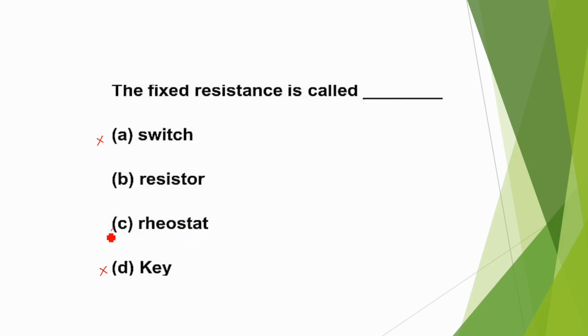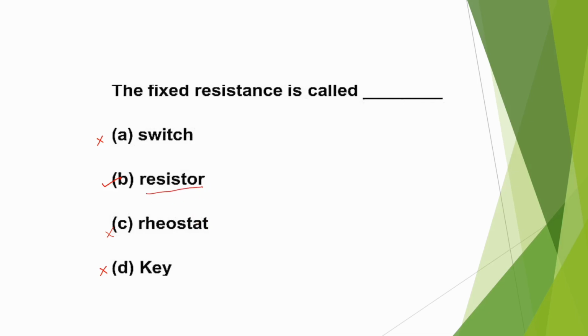The fixed resistance is your resistor. Why resistor? It is because a fixed resistance is always called a resistor. A resistor is a component that has a constant resistance value that cannot be changed. Fixed resistors are used in circuits to limit current and produce a specific amount of it. So this will be the correct answer, resistor.